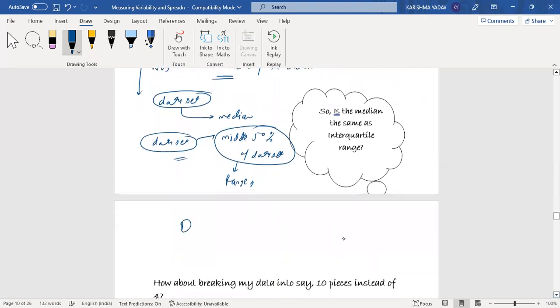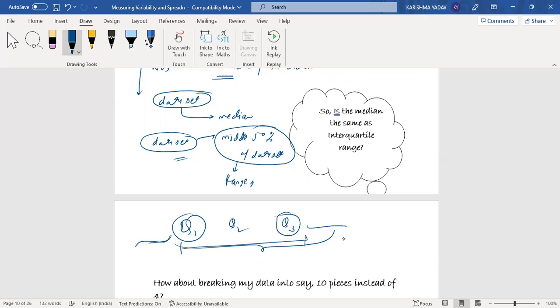We have the lower quartile Q1, Q2, Q3. The range of Q3 minus Q1 is the interquartile range of this data set. We are going to exclude the other data and consider only the middle 50% of the data set. We are not including these outer 25% portions.